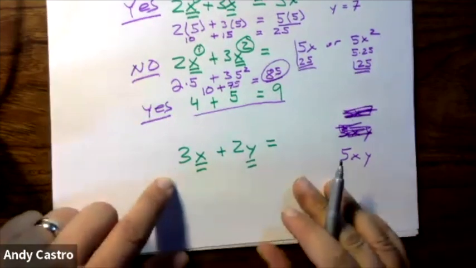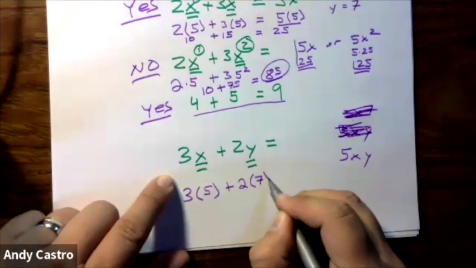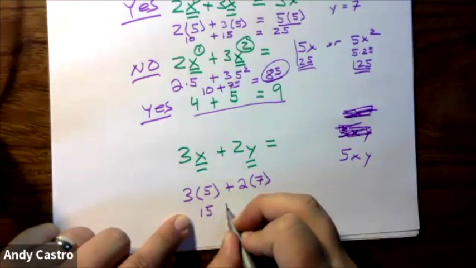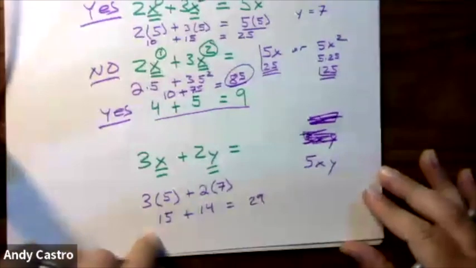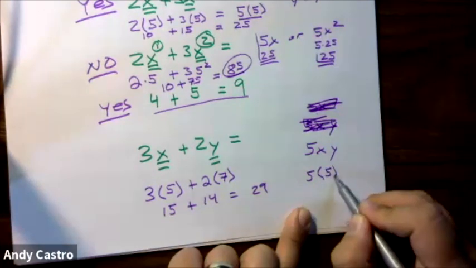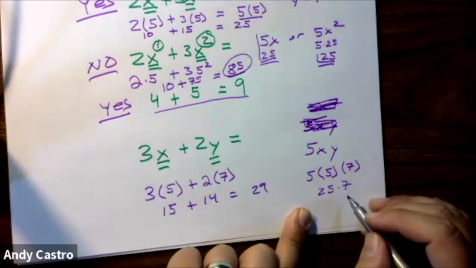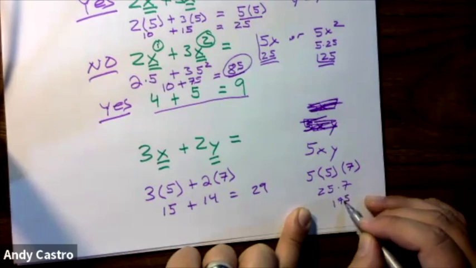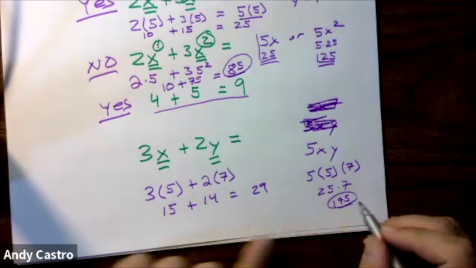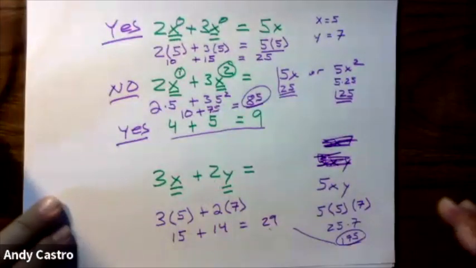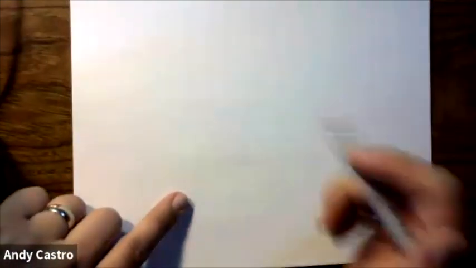5xy, combining those two. All right, so 3 times x would be 3 times 5. My y is 7, so 2 times 7. 3 times 5 is 15, plus 2 times 7 is 14. So if I combine those, I have 29. Over here, I have 5 times 5 times 7. Well, 5 times 5 is 25. 25 times 7 is going to be 175. Is that right? 8 times 5 would be 200, so 175. All right, definitely not the same answer. So we can prove those concepts to each other of what we can combine and what we can't combine.